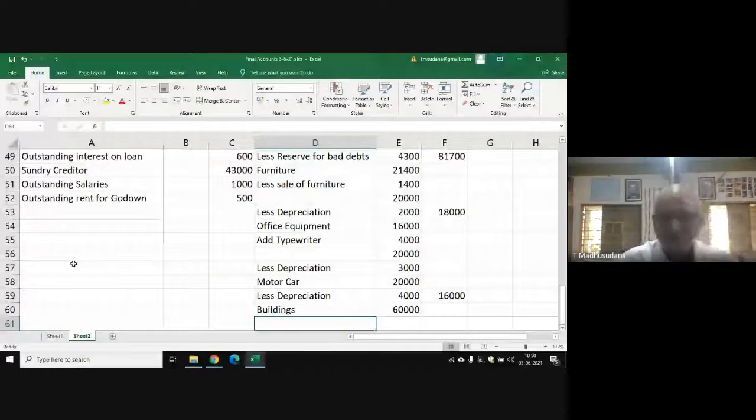Here we have to deduct depreciation only on the building portion used for business purpose. Only 50% of the building was used for business, that means 30,000. On 30,000, depreciation at the rate of 10%, less depreciation is 3,000, only 3,000.